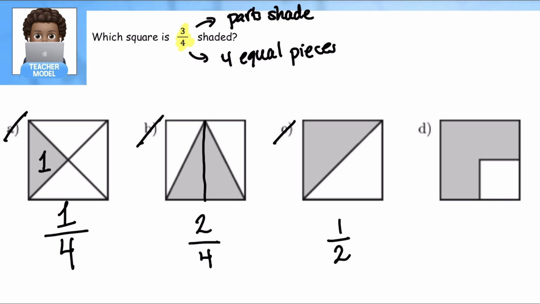In my last one, though, it looks like I only have 2 pieces. But remember, I want them all to be the same size. Is it possible that I can cut this into 4 equal pieces? And the answer is yeah. So I'm doing this. And now when I've cut it into 4 equal pieces, I can see that 3 of them are shaded out of 4. So D is the correct answer. D had 3/4 of the rectangle shaded. Hit pause and jot this down into your notes.